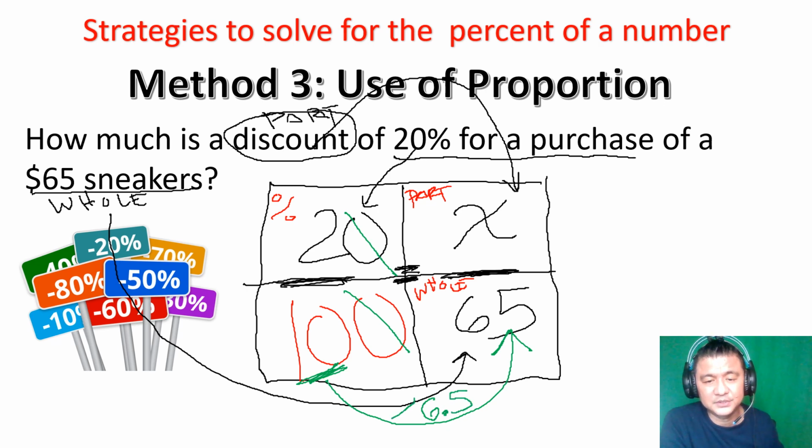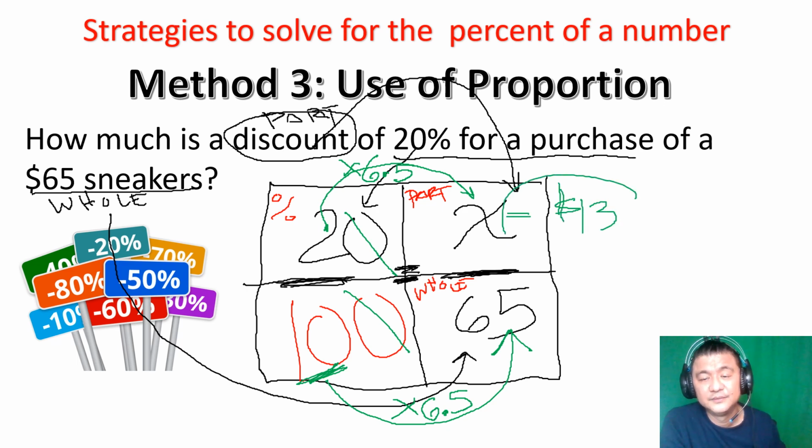You could do the opposite: 65 divided by 10 is 6.5. So the bottom is times 6.5. You can check with your calculator. Therefore, on top, I will multiply my 2 by 6.5. So what do I get? I get $13. What is $13? $13 is called the discount.